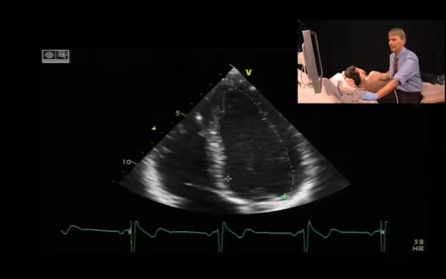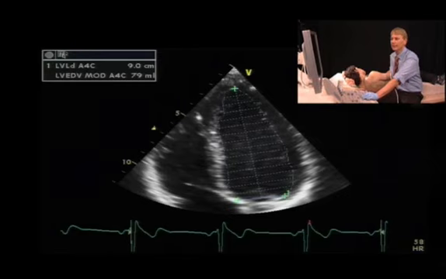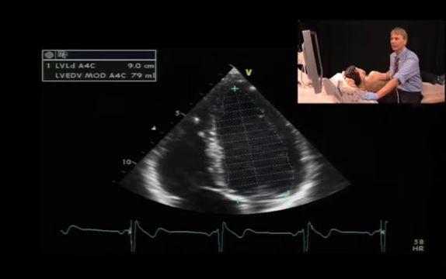Trace it all the way to the annulus and then close the contour. You have the length which is given in this program, and then you just agree that this is truly the length, and you will get an end diastolic volume of 79 milliliters.